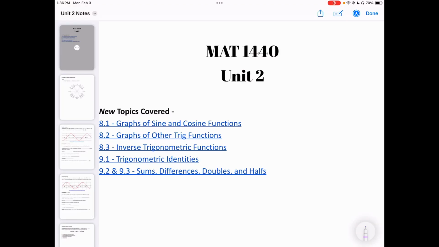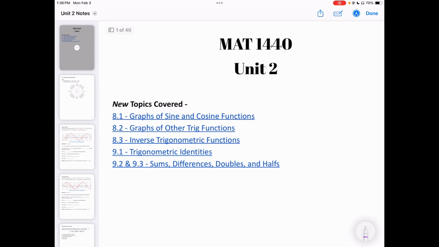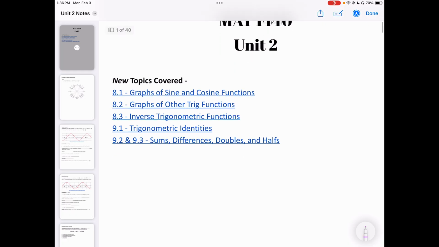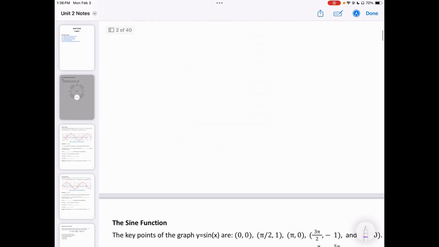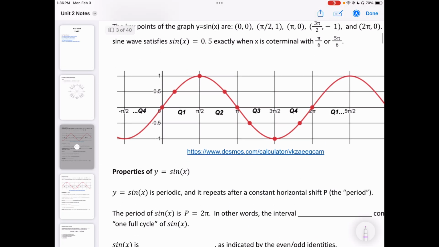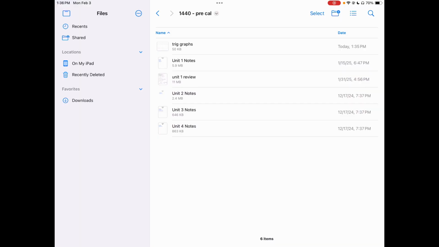Welcome to Unit 2. In Unit 2, we're going to jump into graphing sine and cosine functions as well as other trig functions and start working with some trig identities. So it's all going to be trig. At this point, we have at least seen the unit circle. Now we're going to get comfortable graphing different parts of the unit circle on a graph. Let's go ahead and start with the sine function.